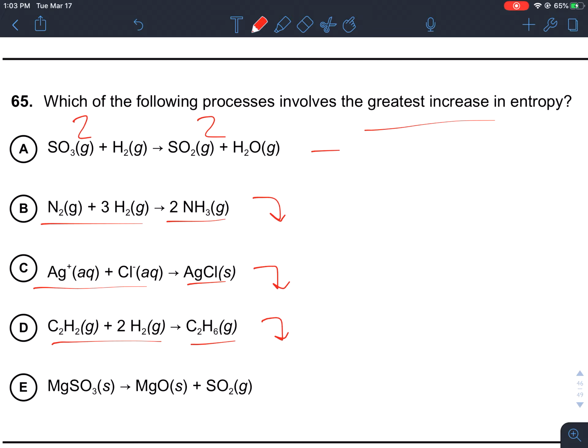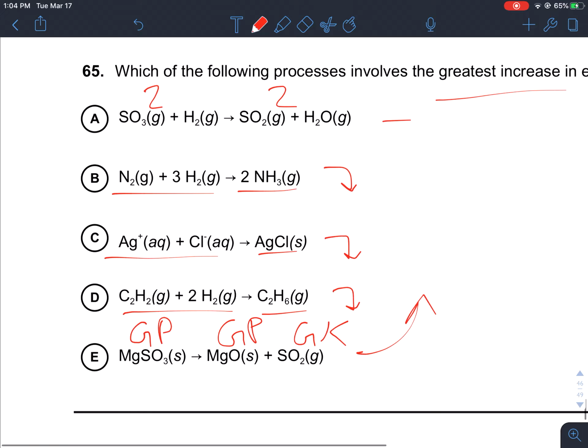But look at the last one. You got 1 solid becoming another solid plus a gas. Yes, that is going to increase in disorder. The correct answer is E.